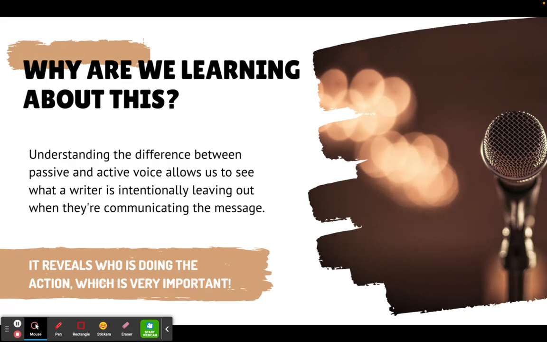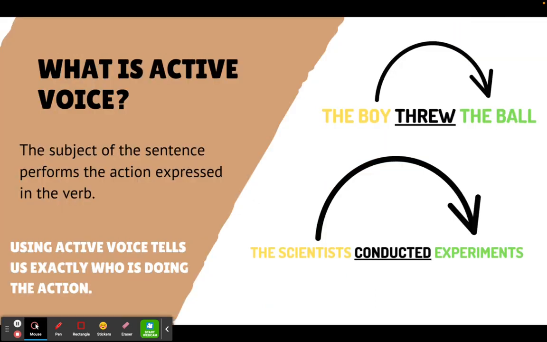So passive and active voice, the reason we're learning about it is because it helps us understand what the writer is intentionally leaving out when they're communicating a message, which is very important. Active voice is when the subject of the sentence performs the action expressed in the verb. As an example, the boy threw the ball, the scientist conducted the experiments. When we use active voice, we know exactly who is doing the action.